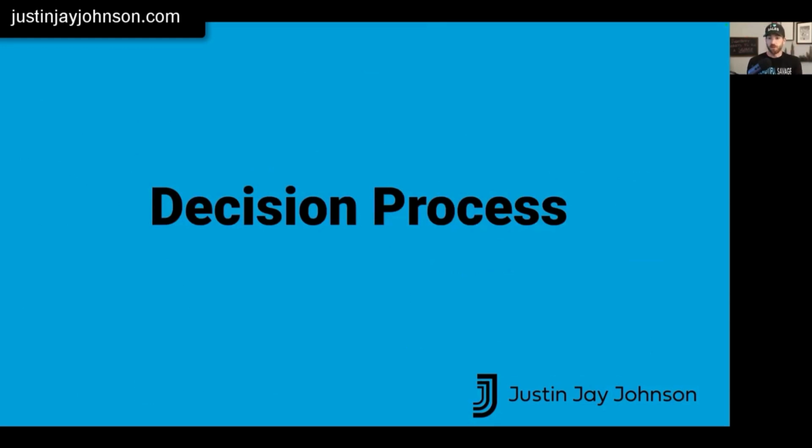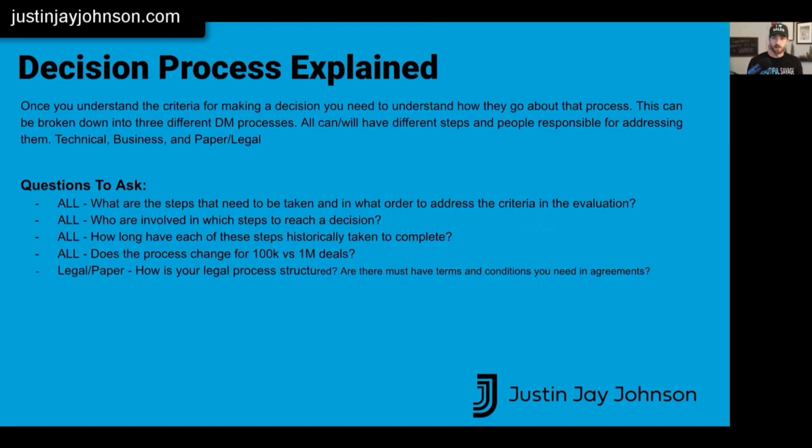So let's build onto that. After we have the decision criteria, we need to know the decision process. So the criteria is what are the boxes we need to check. Think of the process as, hey, in what order, how do we get there? And it's typically broken down into three different areas when you're selling these big complex deals: technical, business, and paper, otherwise known as legal. So questions to ask is, hey, what are the steps that need to be taken and in what order to address the criteria in the evaluation?